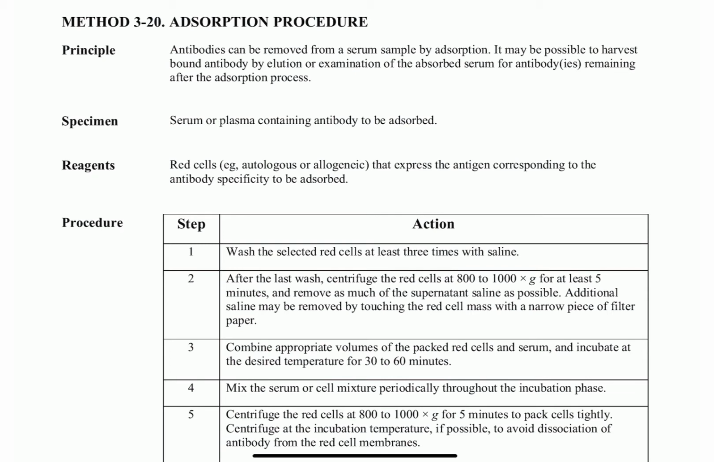The principle states antibodies can be removed from a serum sample by adsorption. It may be possible to harvest bound antibody by elution or examination of the adsorbed serum for antibody or antibodies remaining after the adsorption process.